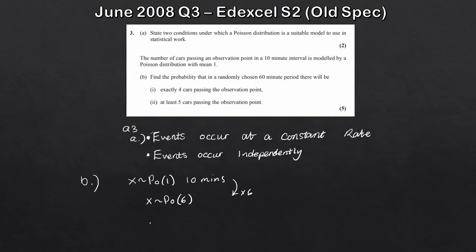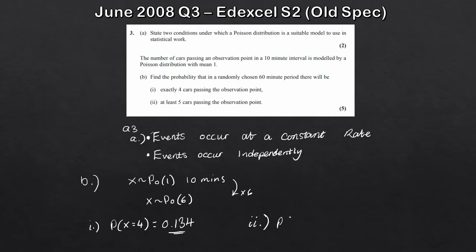So the probability that there are exactly 4 cars, that's just going to be the probability that x is equal to 4. But if you do this on your calculator, you'll just get 0.134. Okay, so that's simply all it is for that one. And then the second one, there's at least 5 cars. So remember, when you see the words at least, it's greater than or equal to.